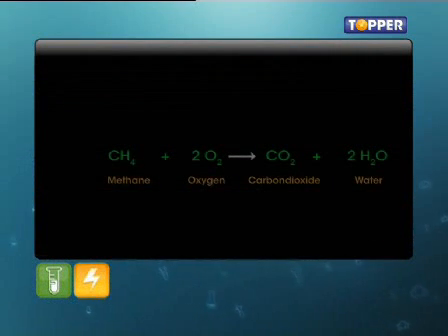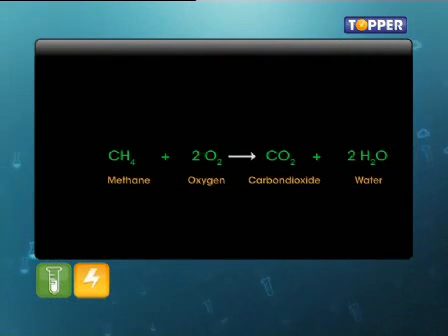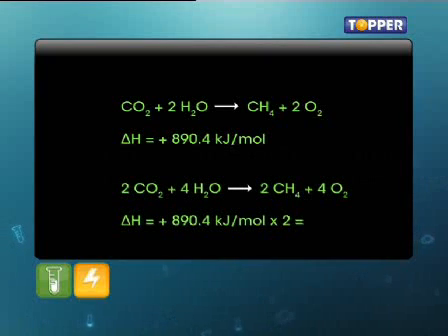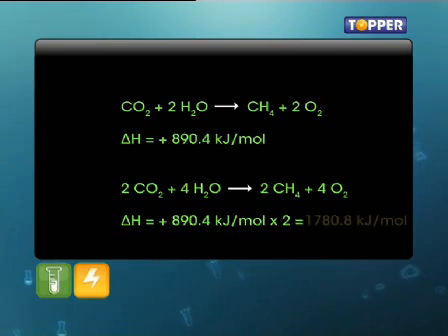As you can see, the first equation describes the combustion of 1 mole of methane. The products in the second equation suggests that we should try to reverse the first equation. Multiply this by 2 to find out the enthalpy for 2 moles of methane in the second equation, and the final answer becomes 1780.8 kilojoules per mole.